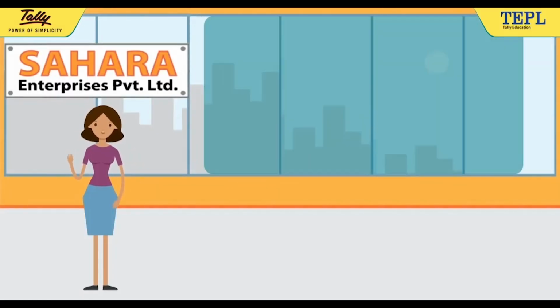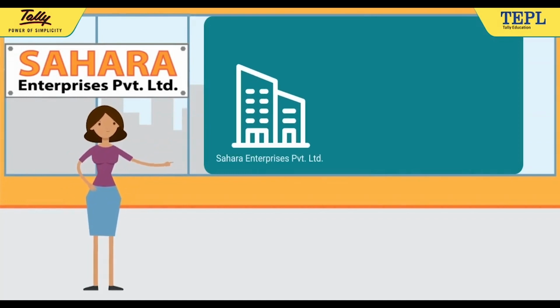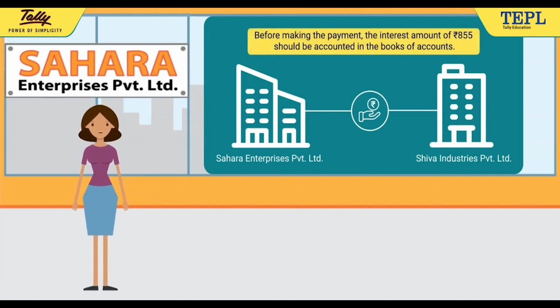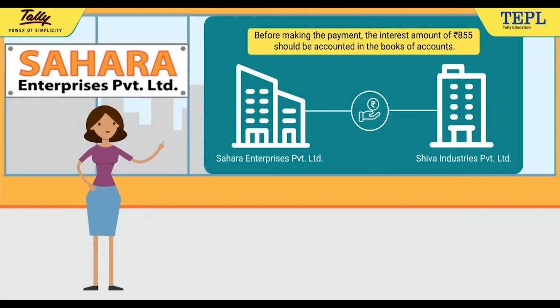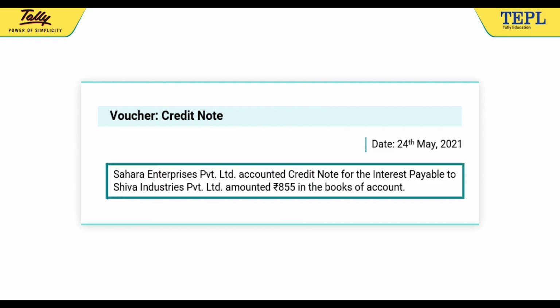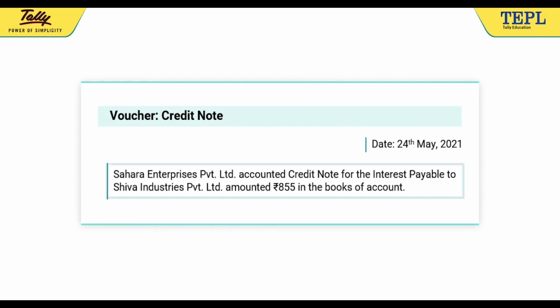Continuing with our business scenario, Sahara Enterprises Private Limited decided to make the payment to Shiva Industries Private Limited on 24th May 2021. Before making the payment to the party, the interest amount of Rs 855 should be accounted in the books of accounts. Accordingly, on 24th May 2021, Sahara Enterprises Private Limited accounted credit note for interest payable to Shiva Industries Private Limited of amount Rs 855 in the books of accounts.